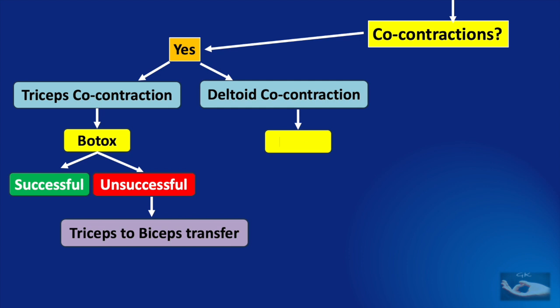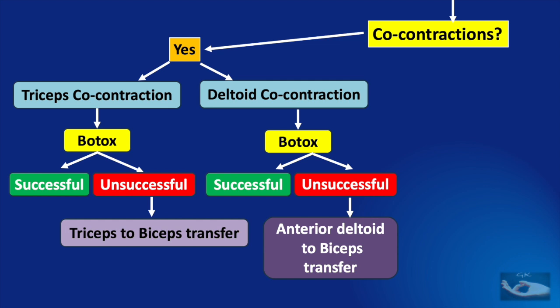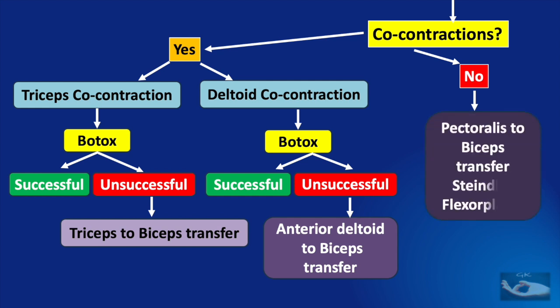If there are deltoid co-contractions, Botox injections must be tried as was done for triceps co-contraction. If unsuccessful, anterior deltoid to biceps muscle transfer can be done. If there are no co-contractions, the procedures can be done as discussed for grade 0 or 1 of elbow flexion.